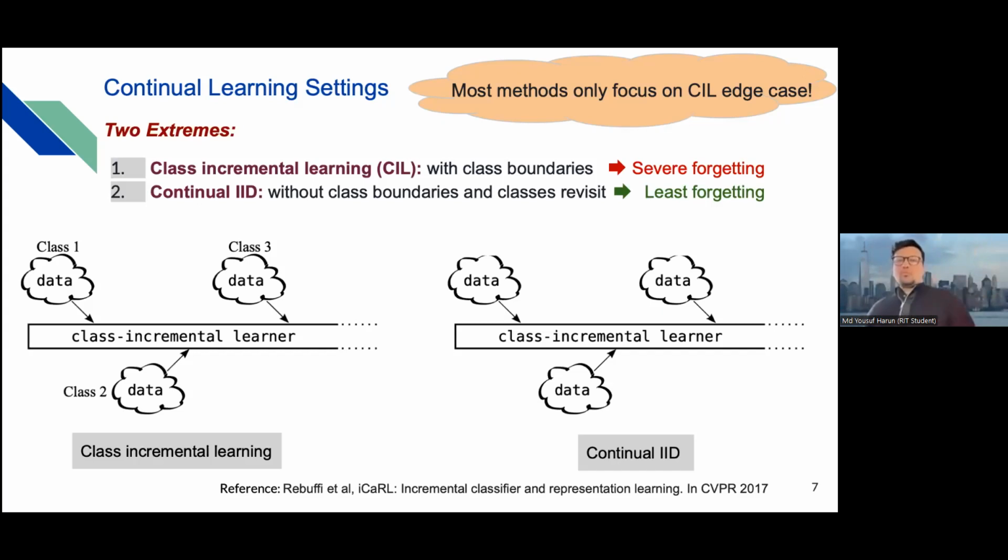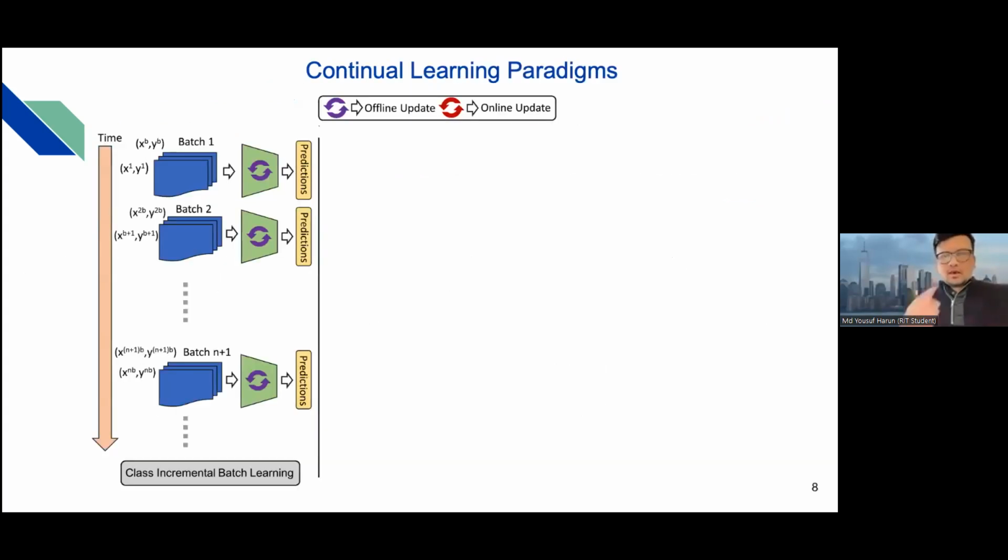So most of the models need to be adapted to both of these settings. But surprisingly, most continual learning methods only focus on class incremental learning, which is an extreme edge case. But we want to focus on developing a more robust system that can be widely applicable to a different range of settings. So let's look at different continual learning paradigms.